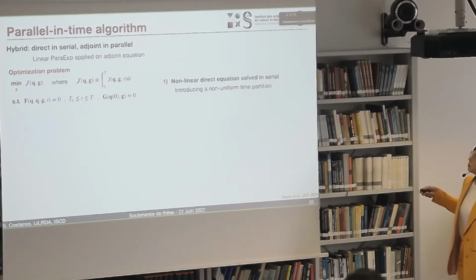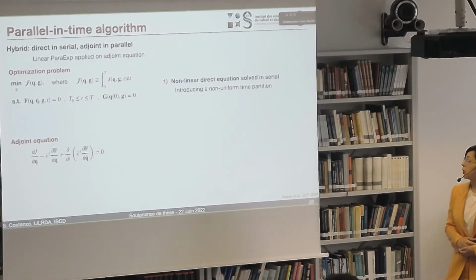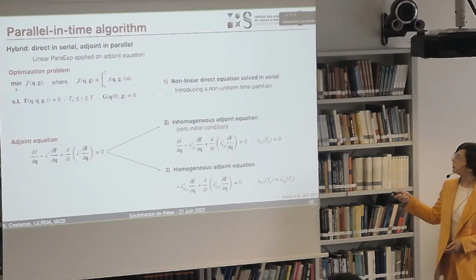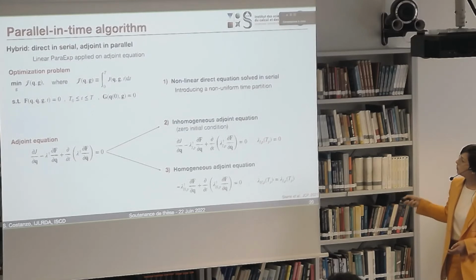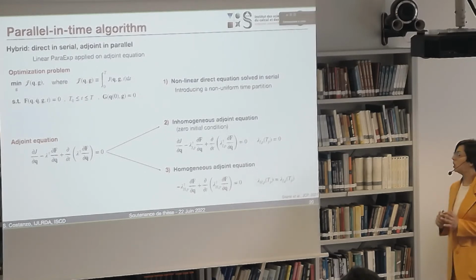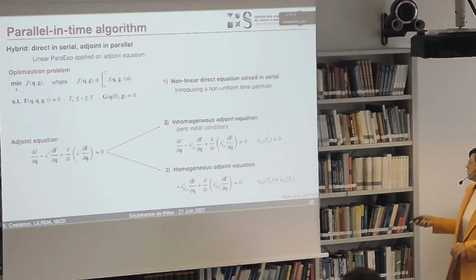So we set the optimization problem. We have our constraint, or our nonlinear direct equation, which is solved in serial, but still introducing a time partition, which is non-uniform, and you will understand why later. Then we form the adjoint equation, and now we apply para-exp. So we divide in inhomogeneous with 0 initial condition, and homogeneous with initial condition the last solution of the previous inhomogeneous problem.